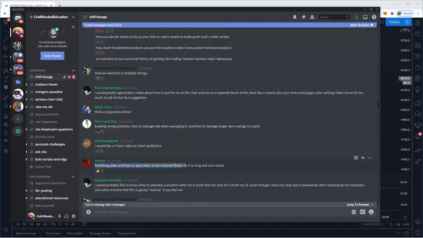Switching plans and knowing when to turn around from short to long and vice versa. Well, this depends on the style of trader you are. If you're somebody who is a scalper, a lower time frame trader, then you have to be able to do this, right? That's part and parcel of your job as a scalper and a lower time frame trader, being able to go short to long to short to long to continue playing. So switching plans and how to spot a turnaround depends on your setup, right? And depending on the criteria that you're using to trade.